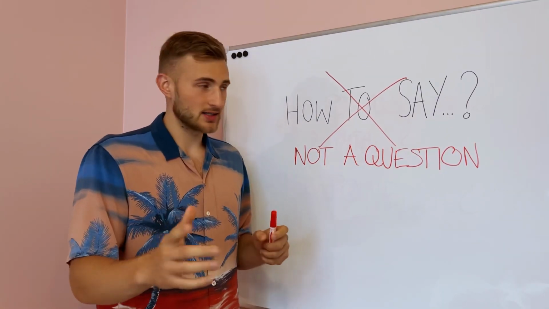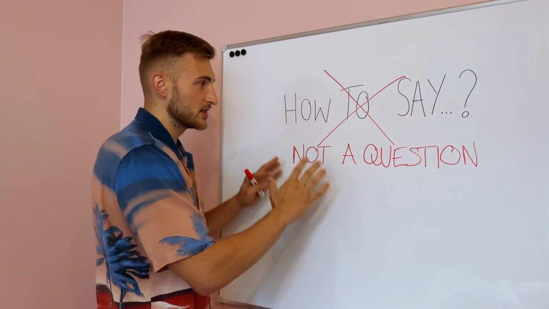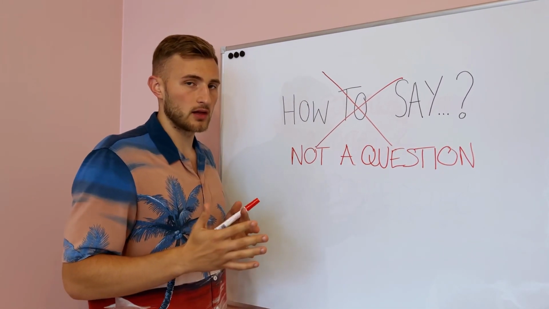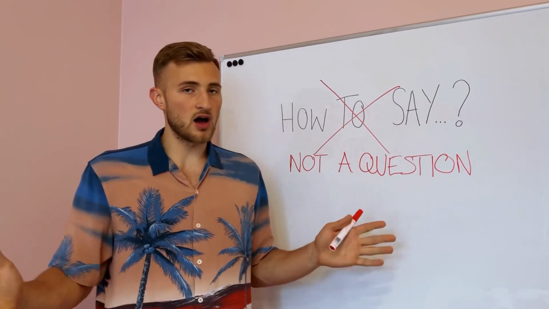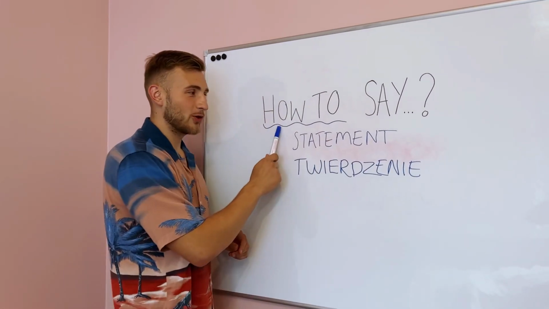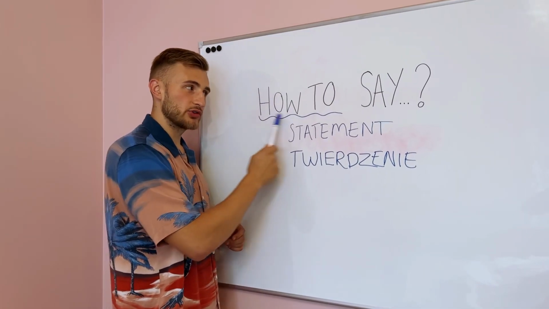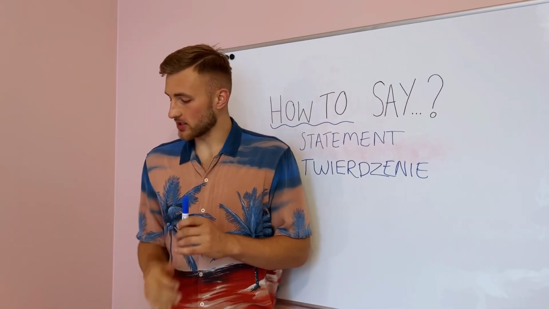And that's because how to say is not a question. To sformułowanie istnieje, like of course we use it a lot, but it's not a question. So you cannot ask how to say kocham cię in English. How to is a statement. How to jest twierdzeniem. Let me show you an example.